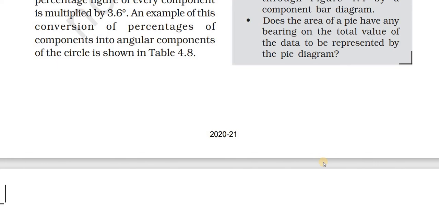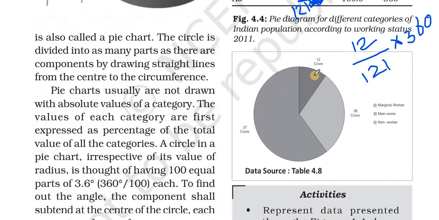First we need to find out the values, then draw a circle of an appropriate size depending on the space available, then draw a radius and the angle of each component using a protractor. Next step, each angle area should be shaded using different colors. Here you can see different colors are there. You need to use different colors for each one.